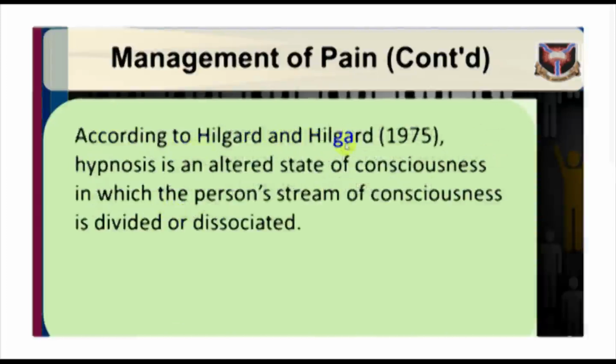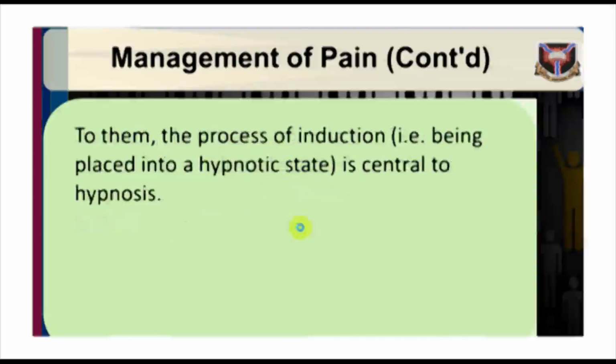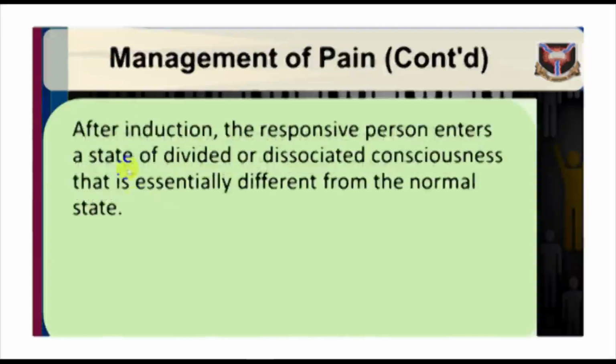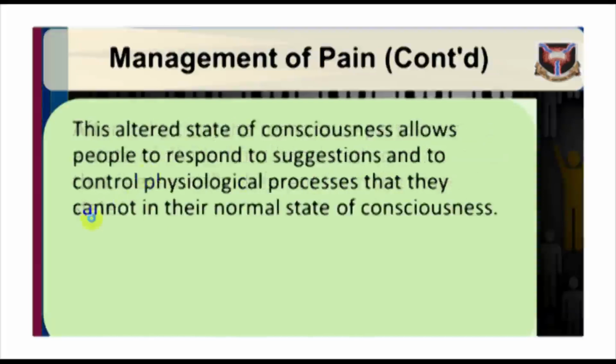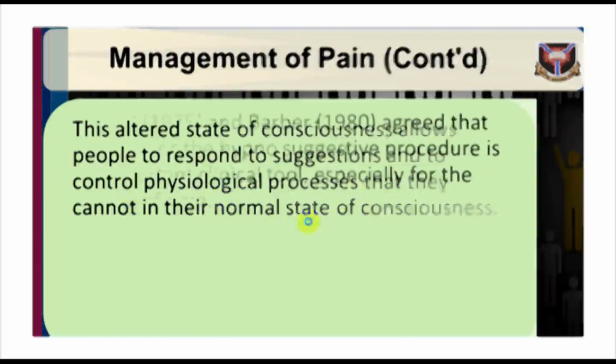According to Hilgard and Hilgard 1975, hypnosis is an altered state of consciousness in which a person's stream of consciousness is divided or dissociated. To them, the process of induction, that is, being placed into a hypnotic state, is central to hypnosis. After induction, the responsive person enters a state of divided or dissociated consciousness that is essentially different from the normal state. This altered state of consciousness allows people to respond to suggestions and to control physiological processes that they cannot in the normal state of consciousness.